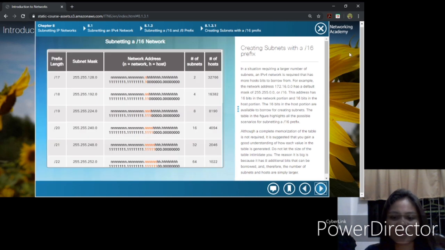Next is creating subnets with a /16 prefix. In a /16 prefix, there are 16 bits in the network portion and 16 bits in the host portion available to borrow for creating subnets. The table shows the highest possible scenarios for a /16 prefix. The reason it is big is because of the 8 additional bits that can be borrowed, so the number of subnet hosts is simply larger.